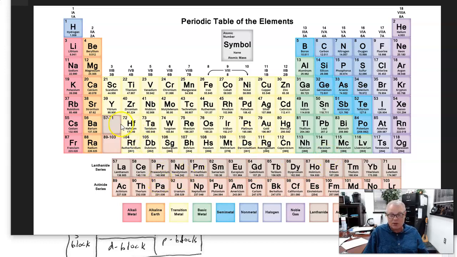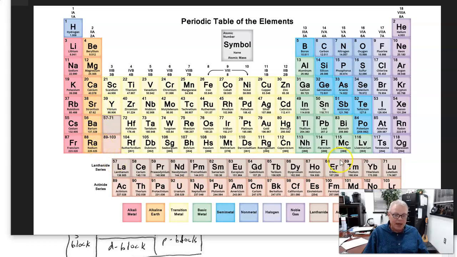These here actually belong here. In reality, if you want to do this right, you would split the periodic table right here. There'd be a big gap between 20 and 21 and 38 and 39, and all 14 of those elements would actually fit right in here.